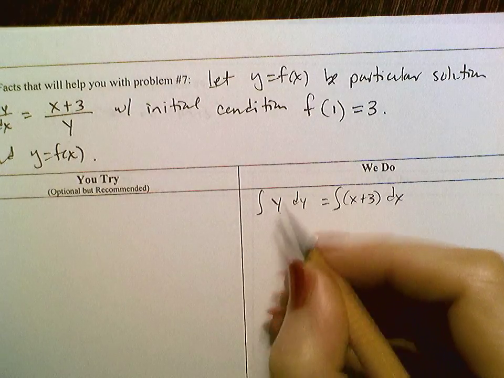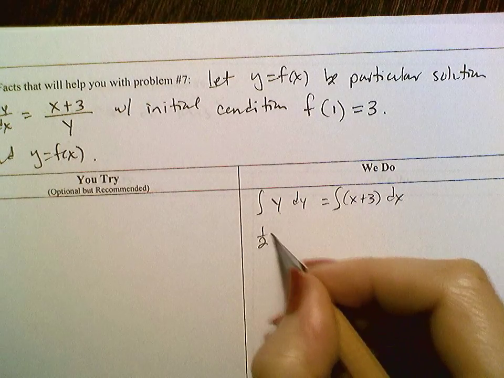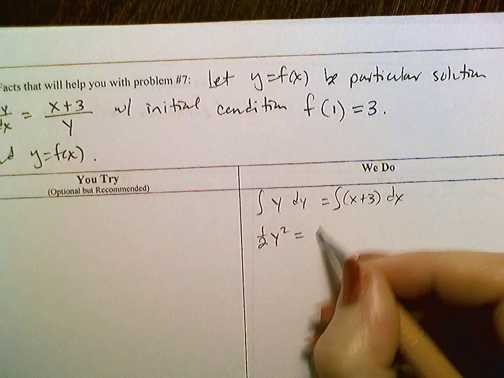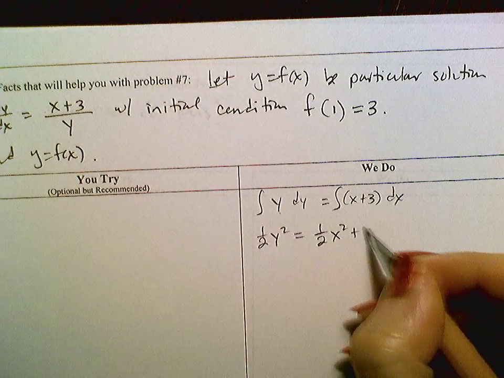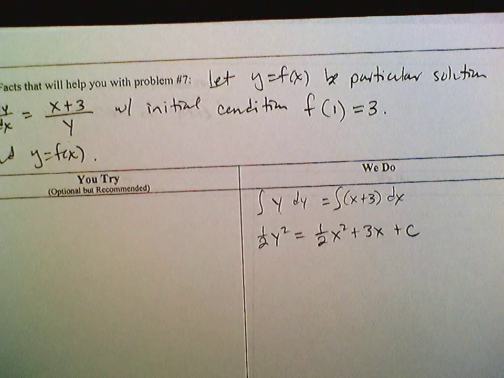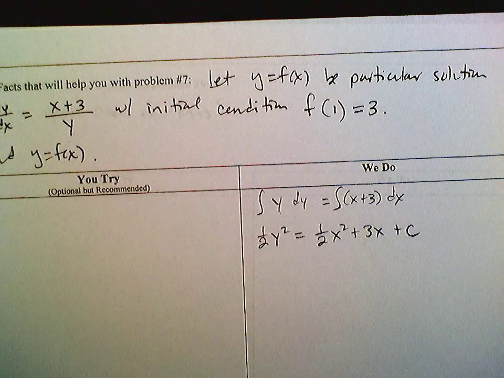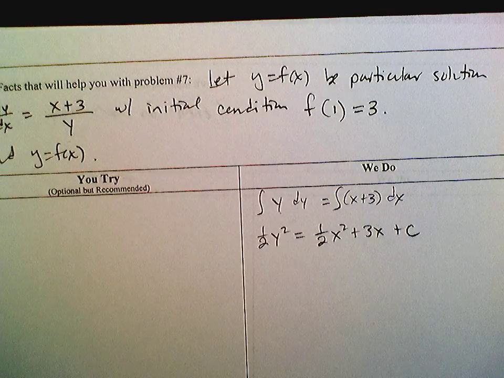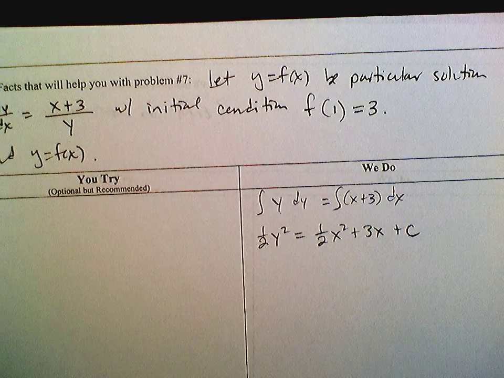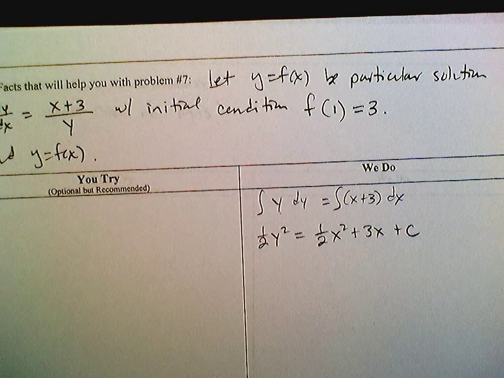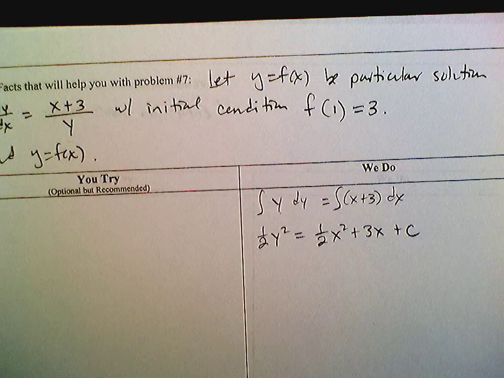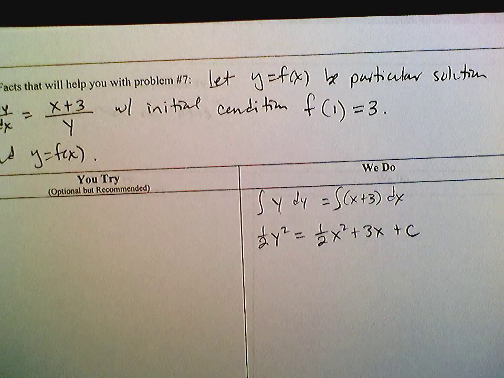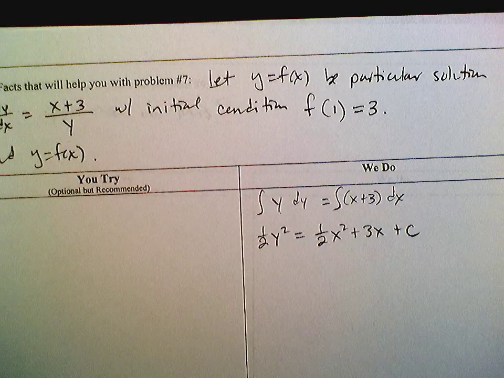All right, so this is going to be 1/2 y squared equals 1/2 x squared plus 3x plus c. That plus c is important. Okay, then what we've got to do is find c. I would find c first, and then we'll solve for y.